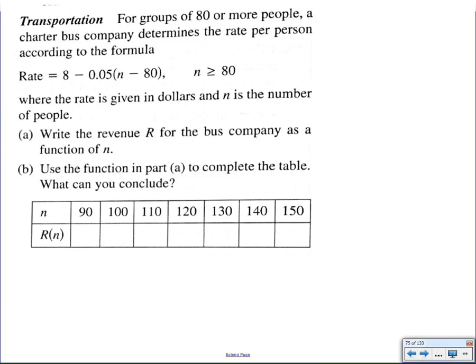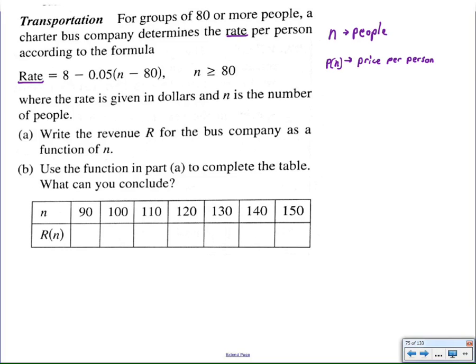So before I read any more about what I'm supposed to do with this function, I'm going to read the final sentence. It says rate is given in dollars. It actually should be dollars per person, and n is the number of people. So I'm trying to understand my variables. This is rate, that's dollars per person, and n is the number of people. I just need to think about this for a little bit.